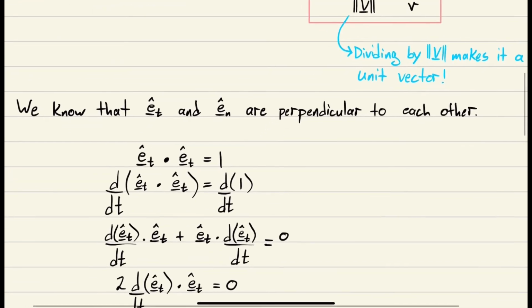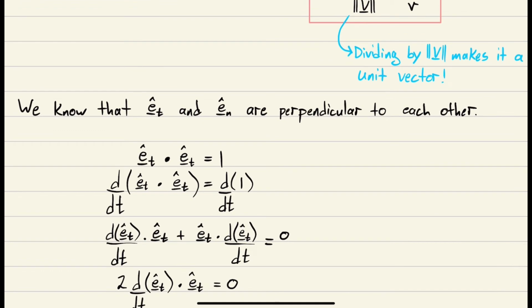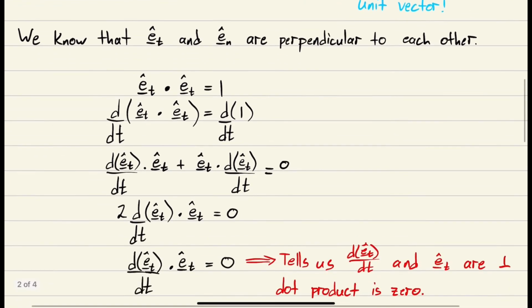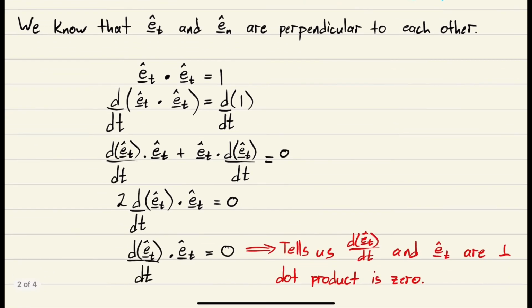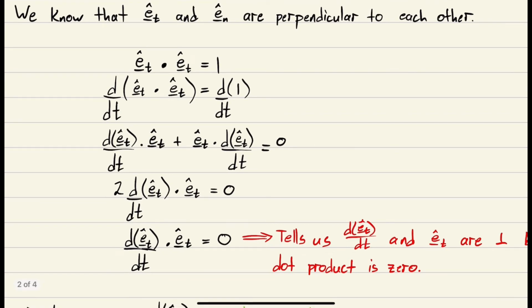We know that E sub t and E sub n are perpendicular to each other. We did this in a previous video, and we're going to do it again here. So let's dot E sub t with itself. Well, a vector dotted with itself is 1. Okay, nothing wrong with that. That's a regular dot product rule.